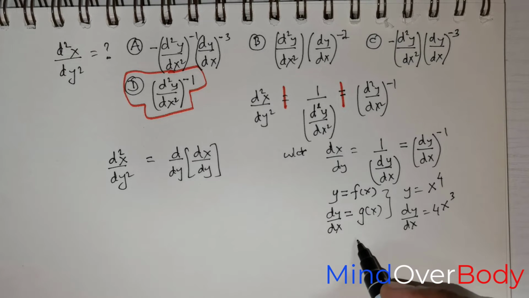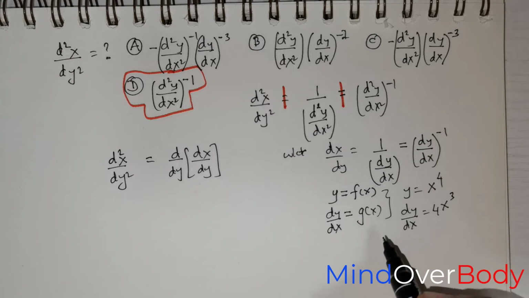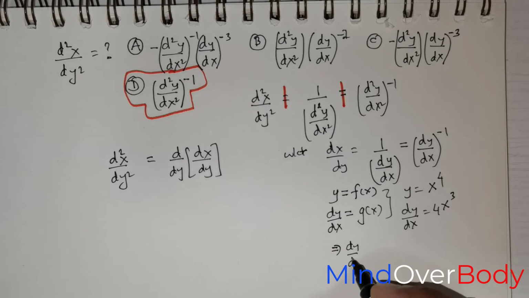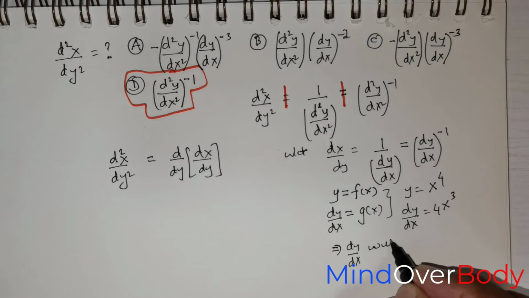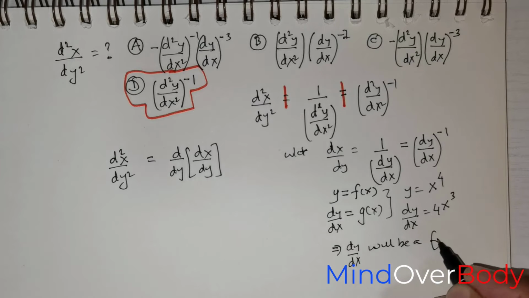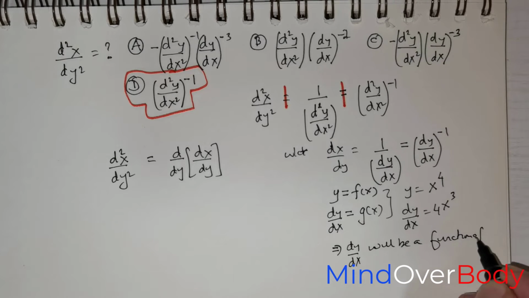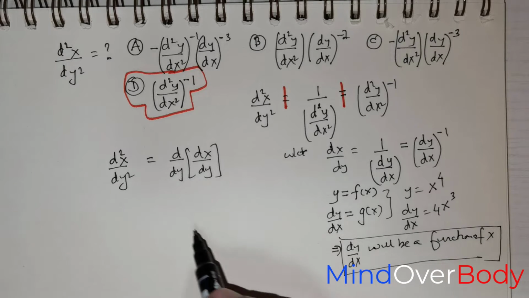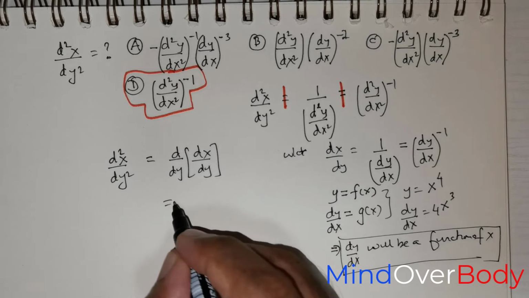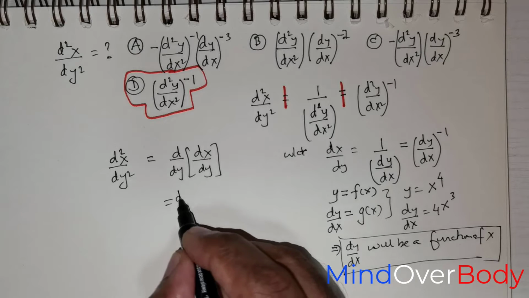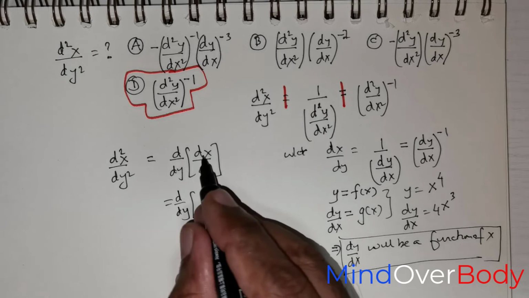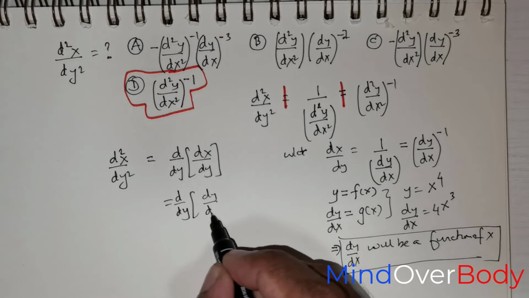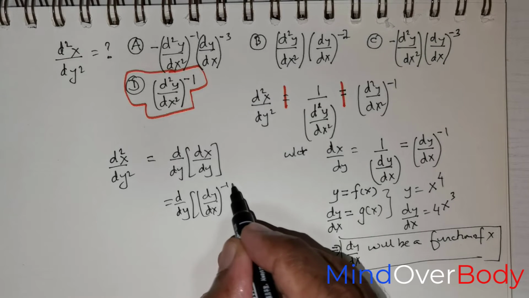So why am I telling you all this? For the simple reason that dy over dx will be a function of x. Now why is this so important to us? Of course it is very important to us because we are going to be replacing dx over dy as dy over dx raised to the power of -1.